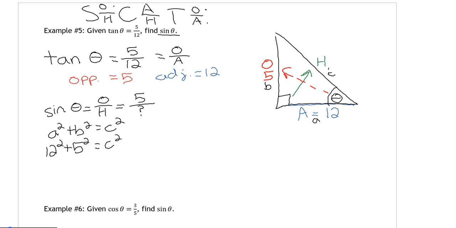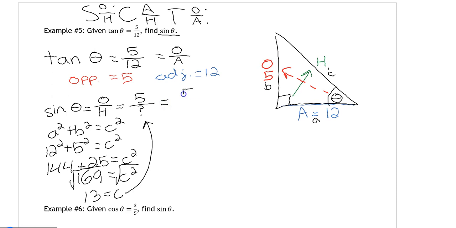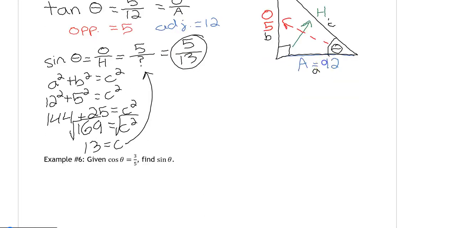I don't know my hypotenuse. I don't know C. 12 squared is 144. 5 squared is 25. 144 plus 25 is 169. This question seems familiar. Taking the square root, C equals 13. Okay. So again, my missing value goes here. Sine of theta is 5/13. So again, this is really just telling you the size of your triangle. All right, let's look at one more example of these ones.